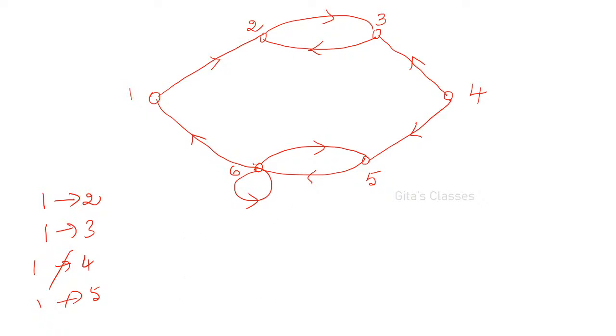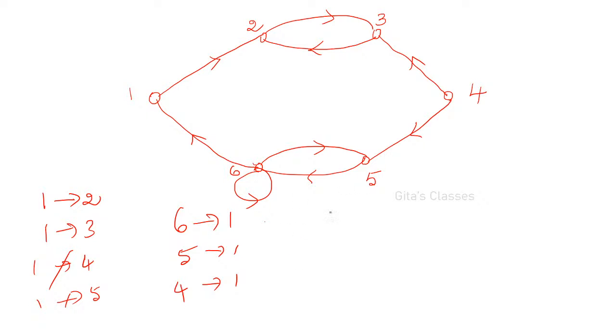Then what about 6? Can you reach 6 from 1? No. When you go inside 2 and 3, from 3 you cannot come out, so it is not possible. But 2 is reachable from 1, 3 is reachable from 1. From 6 you can go to 1, so 1 is reachable from 6. And 1 is reachable from 5? Yes, from 5 you can go. And 1 is reachable from 4 also. Right? These are the meanings.